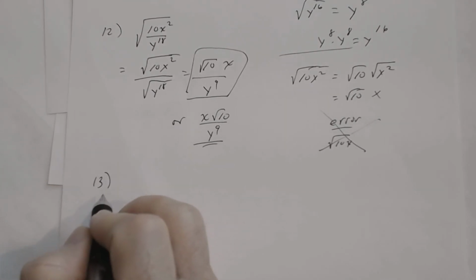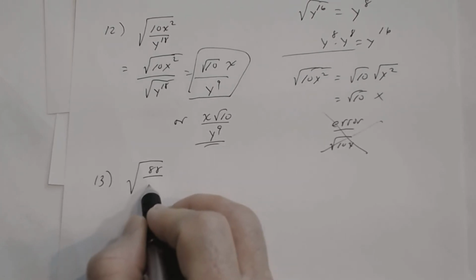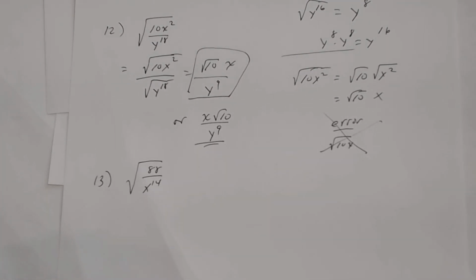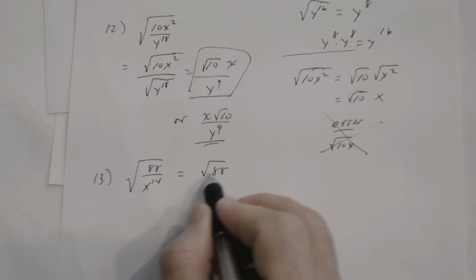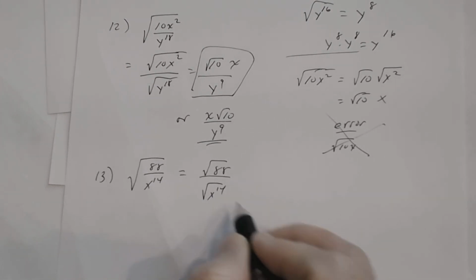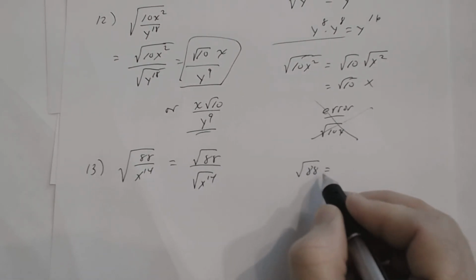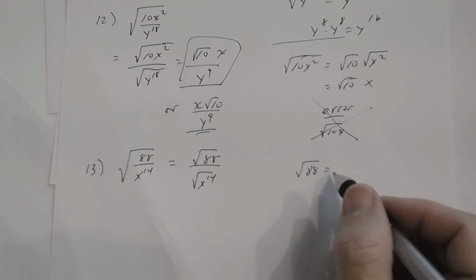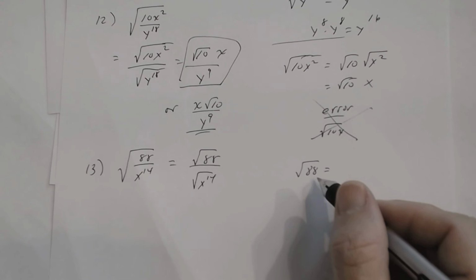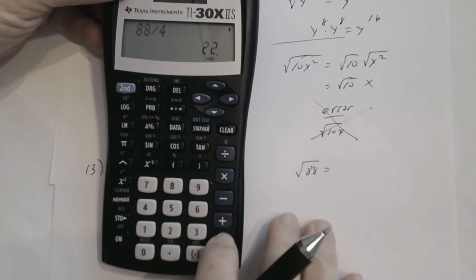Okay, number 13, we have the square root of 88 divided by x to the 14th. According to the quotient rule, use the quotient rule first, I get the square root of 88 divided by the square root of x to the 14th. Let's talk about the square root of 88. Is there a perfect square that goes into 88 besides 1? Well, what about 4? Let's see, 88 divided by 4 equals 22.